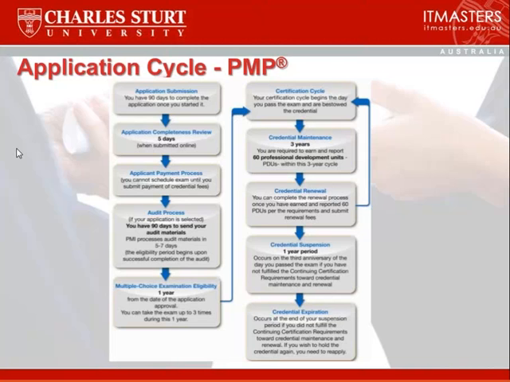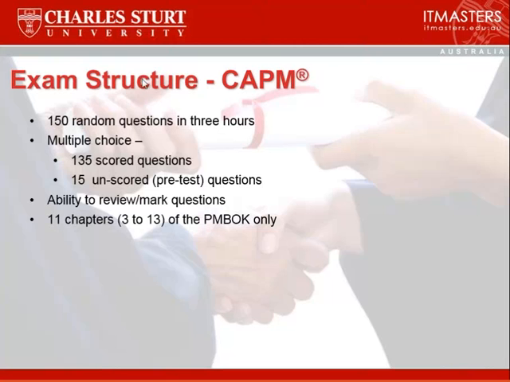Again, this application cycle is all the different steps in the process for applying for your Project Management Professional, and what happens after you have your credential, moving on to 3 years hence where you need 60 professional development units, etc. The exam structure for the CAPM, the Certified Associate in Project Management: there will be 150 random questions to be answered in 3 hours, of which 135 are actually scored and 15 are not scored.